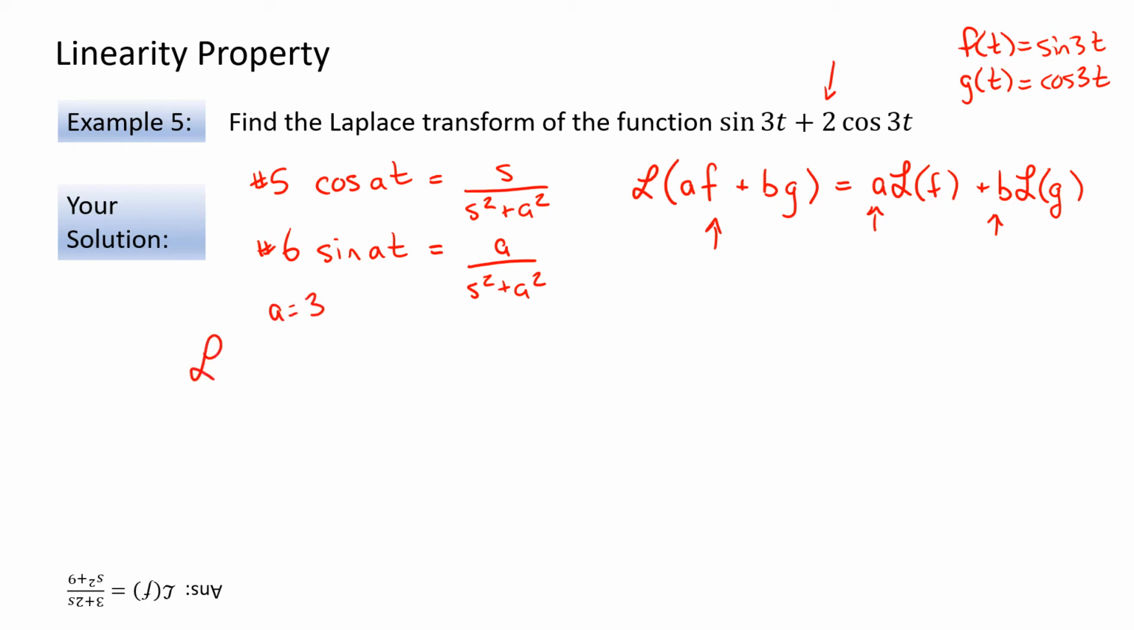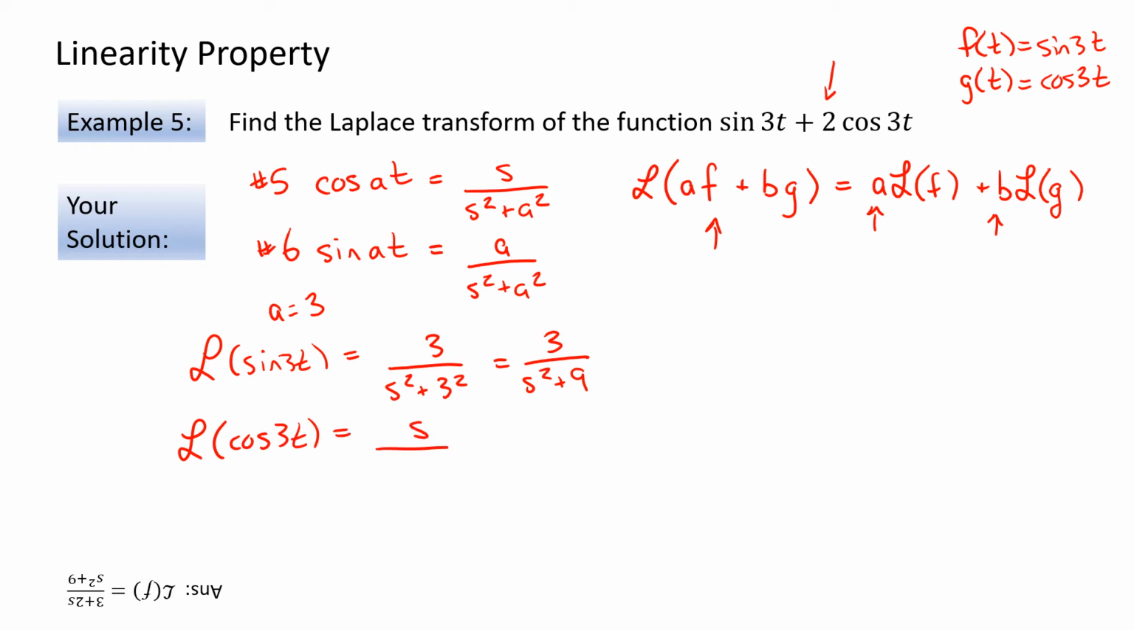So the Laplace transform of sine of 3t must be equal to a, which is 3, divided by s squared plus a squared, which is 3 squared, which gives us 3 divided by s squared plus 9. The Laplace transform for the second function, cosine of 3t, is equal to s divided by s squared plus a squared, which is 3 squared, or s divided by s squared plus 9.